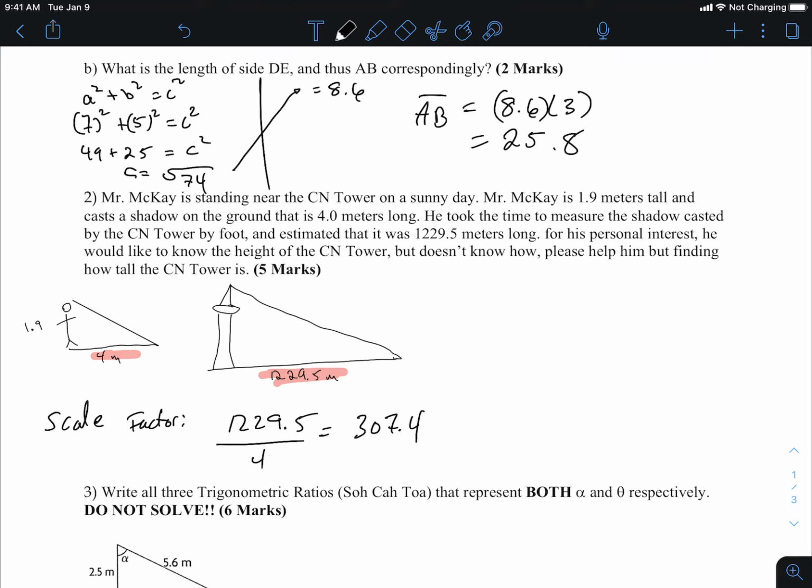$307.4, is that okay? That'll be a scale factor? Yep. Okay, so am I going from a smaller triangle to a bigger triangle? That's what's happening. So what am I going to do to the side length here to find this one? Because that's going to be the shared side length that I'm looking for, right? So what am I going to do? Multiply it. So 1.9 times 307.4. That's going to be the height.